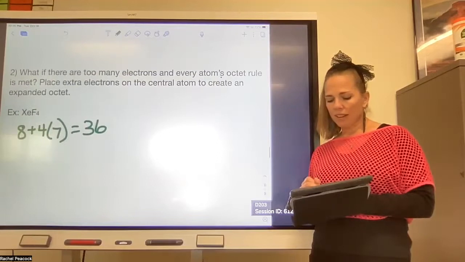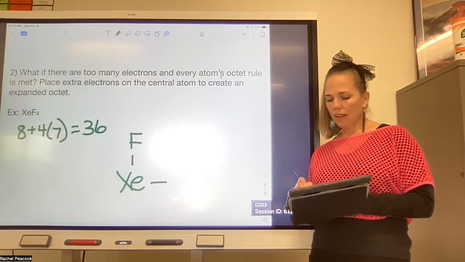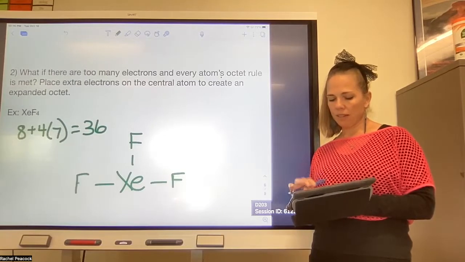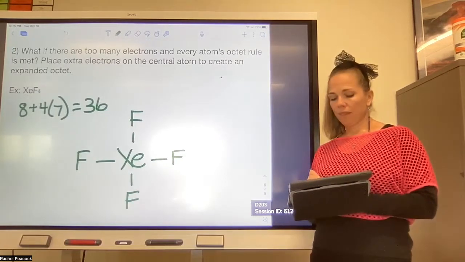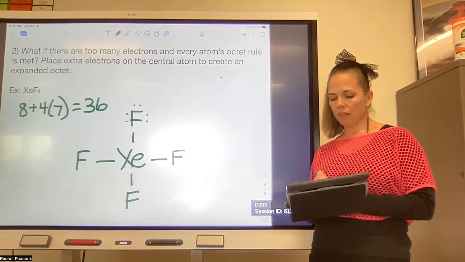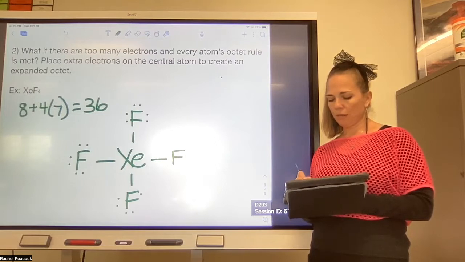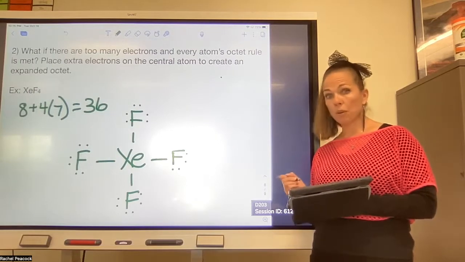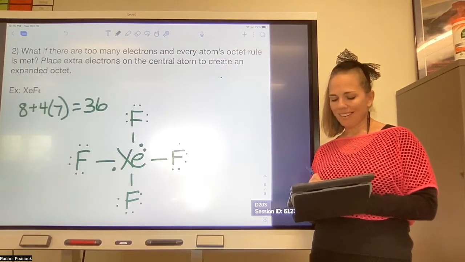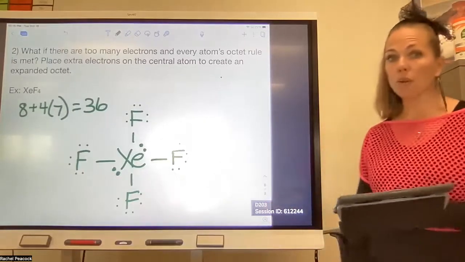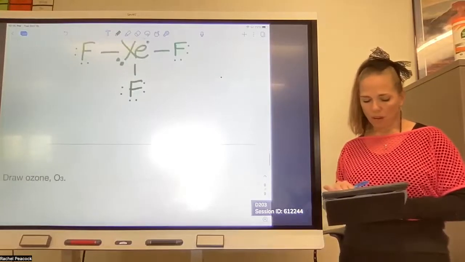Okay. You're going to put xenon in the middle, and then you're going to attach 4 fluorines. Okay. So 2, 4, 6 in terms of electrons, 8, right? 2, 4, 6, 8. And then 10, 12, 14, 16, 18, 20, 22, 24, 26, 28, 30, 32. Those extra electrons go on xenon. And that is referred to as an expanded octet. Okay, so that's where those go.